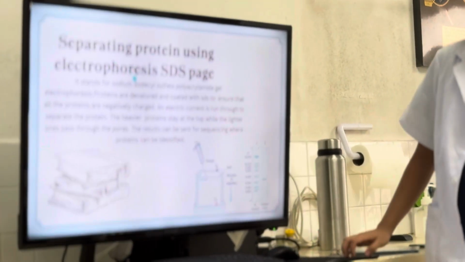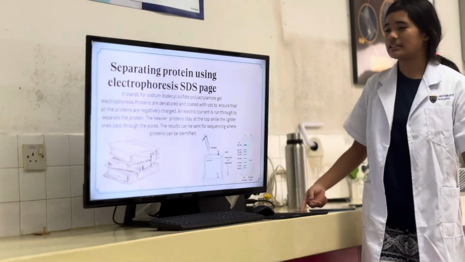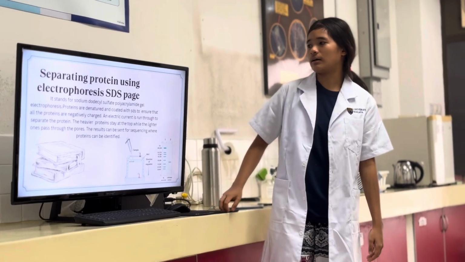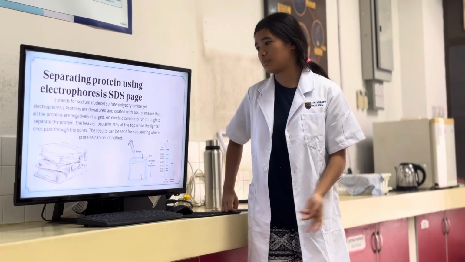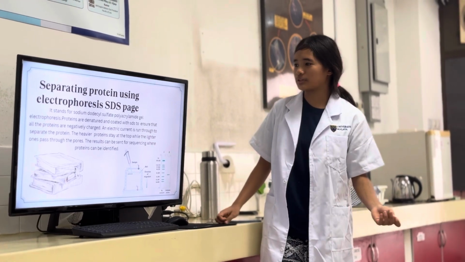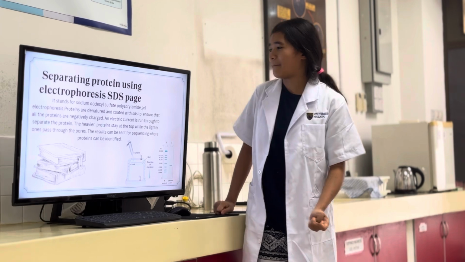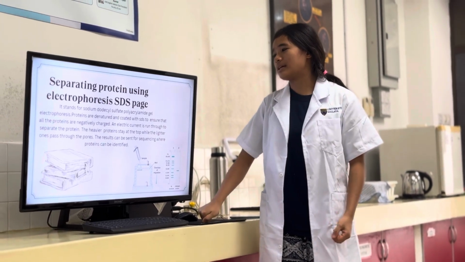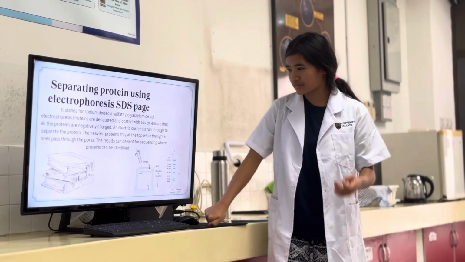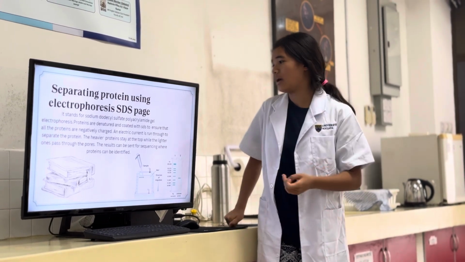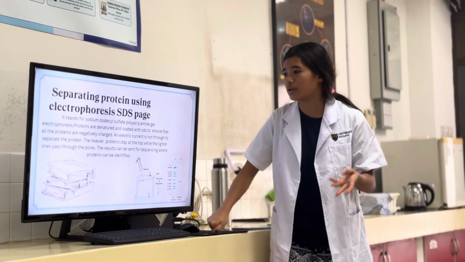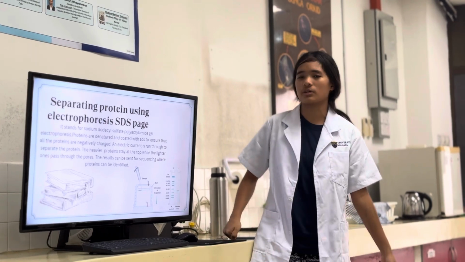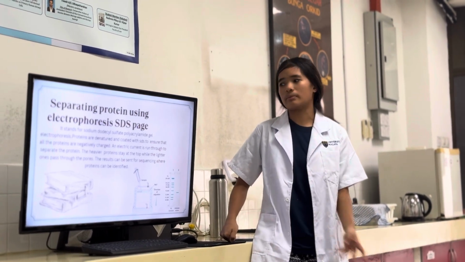Okay, so now lastly, the last and final experiment that we did was separating the protein using electrophoresis, which is SDS-PAGE basically. SDS-PAGE stands for sodium dodecyl sulfate polyacrylamide gel electrophoresis. This is used to denature and coat the proteins to ensure that they are all negatively charged, because you are using an electric current and you want to make sure that they're all uniformly negative.